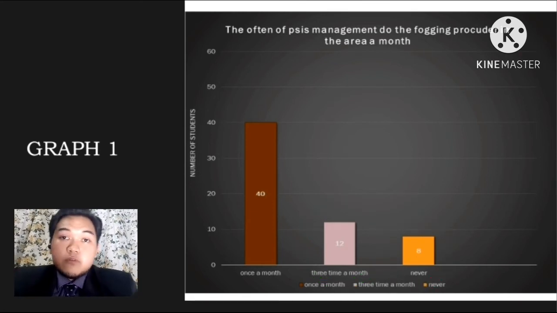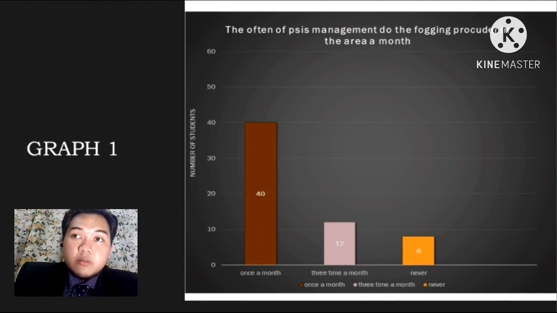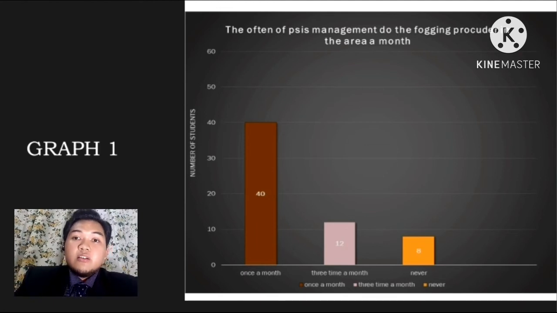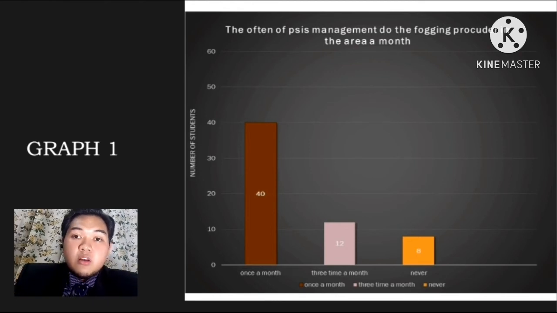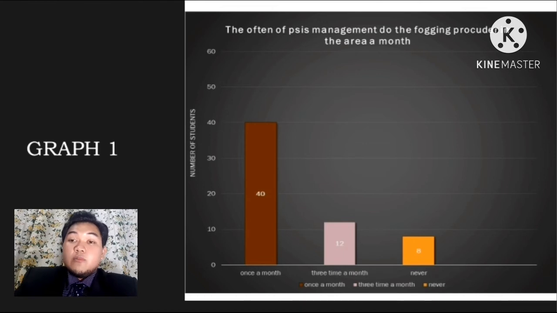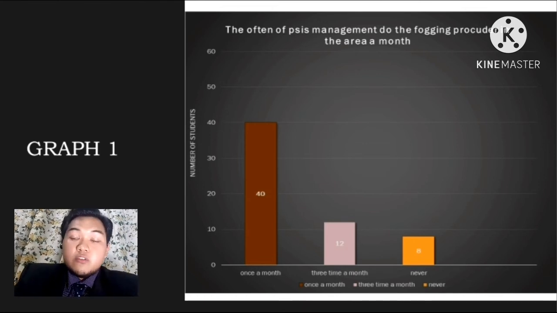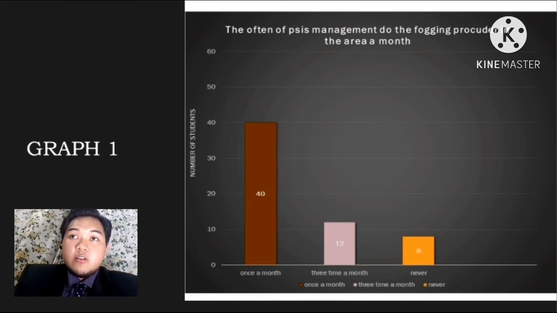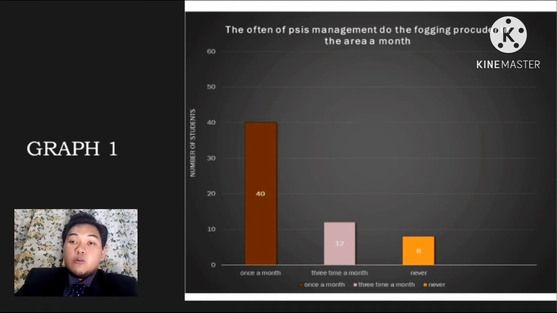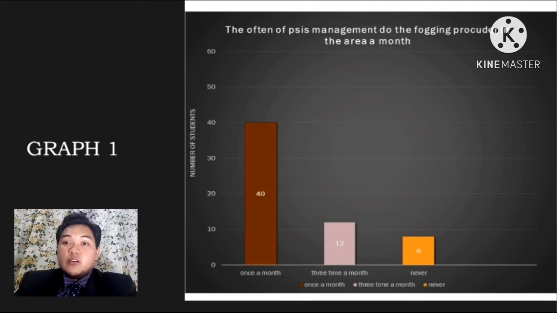The number of students who voted for 3 times a month was marginally higher than those who voted for never. It can be clearly seen that most of the 60 students who chose 3 times a month went to the never. It can be concluded that most of the 60 students of Psis chose once a month. The Psis management does the fogging in this area 3 times a month in second place, and the lowest one is those who voted for never in the survey.